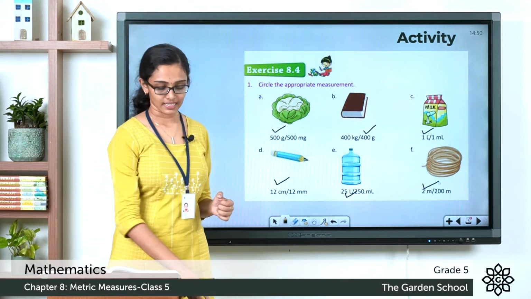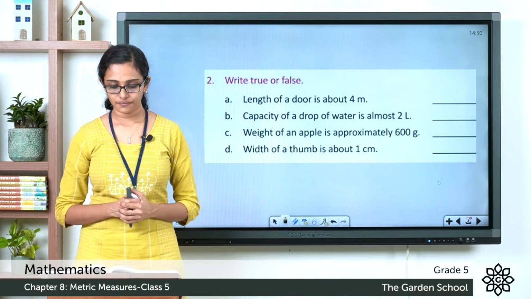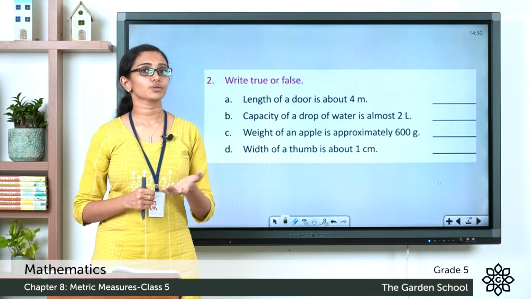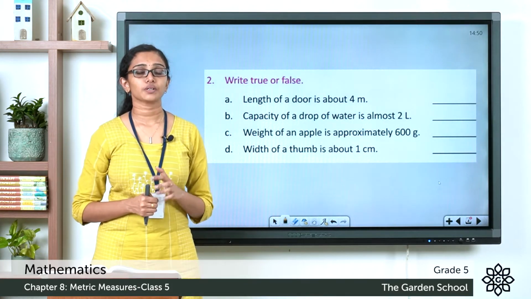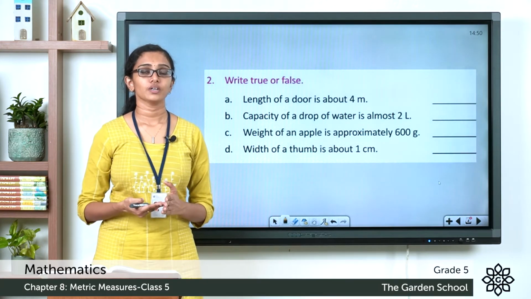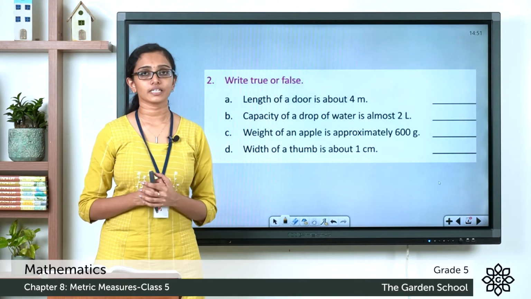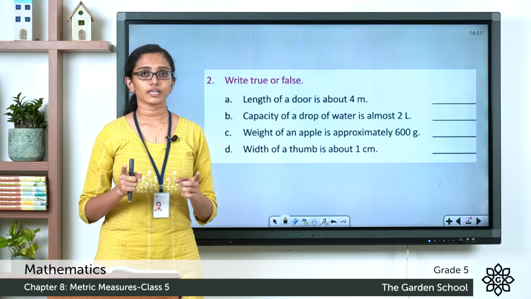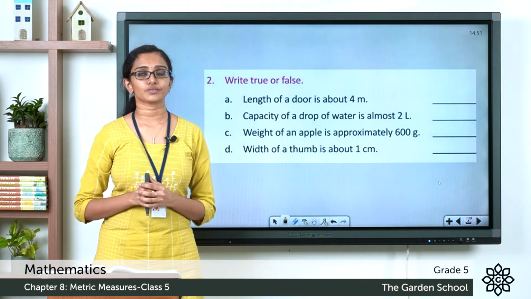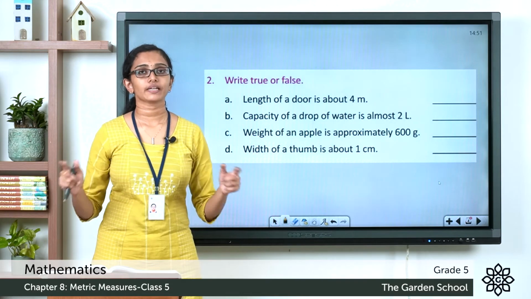Now we will see the next exercise. Question number 2. Write true or false. The first one, length of a door is about 4 meters. Do you think it's true or false? 4 meters is equal to 400 centimeters. Check your ruler, the ruler that you are using to draw lines. That is just 15 centimeters, or maybe it is 30 centimeters long. If it's a short ruler, it might be 15 centimeters long. If it is a long ruler, it might be 30 centimeters long. So what do you think about 400 centimeters or 4 meters? It would be such a big length.